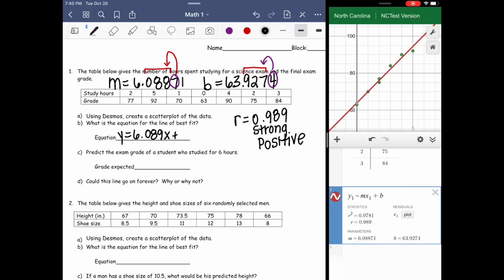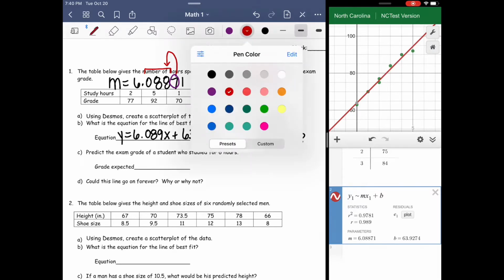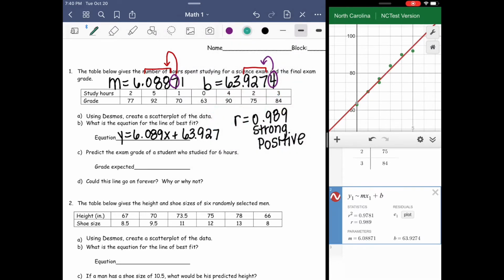For the b, 3 decimal places here, I'm going to look at my 4 to determine if I round. That 4 is going to cause that 7 to stay the same, so that's going to be 63.927. So what is this saying? It's saying that I have a y-intercept of 63.92, which means basically without studying, I could get somewhere around a 63 or 64. And for every hour that I study, my slope tells me that my score will go up by about 6 points.